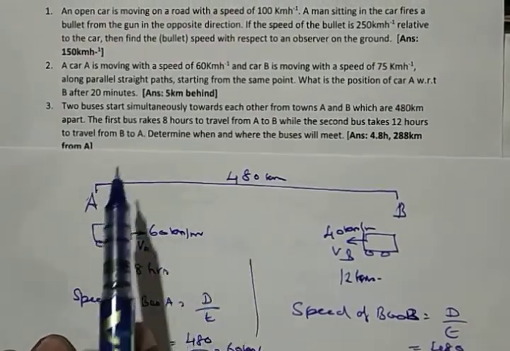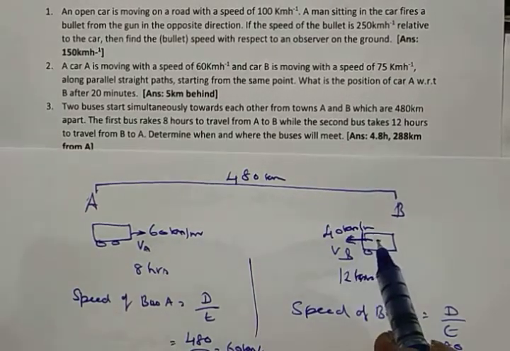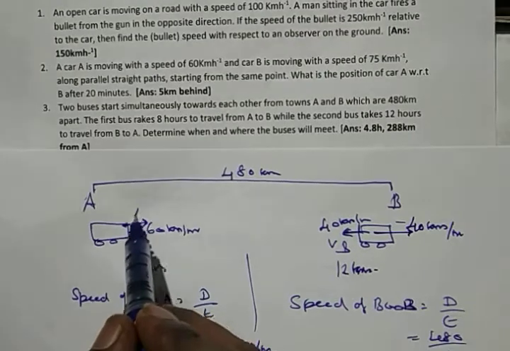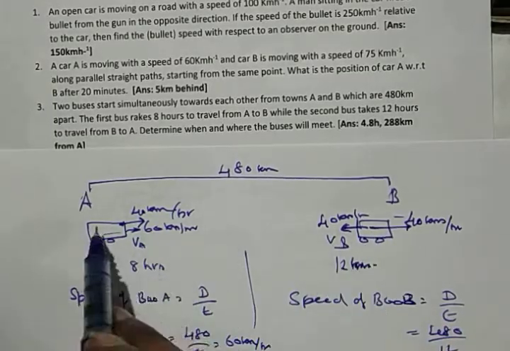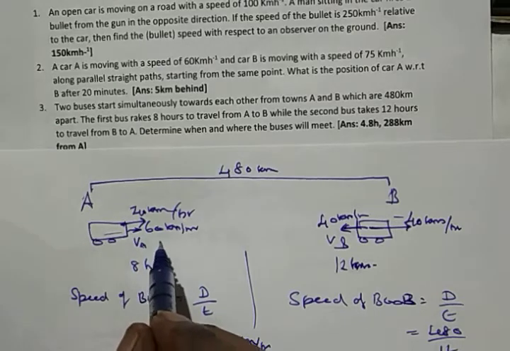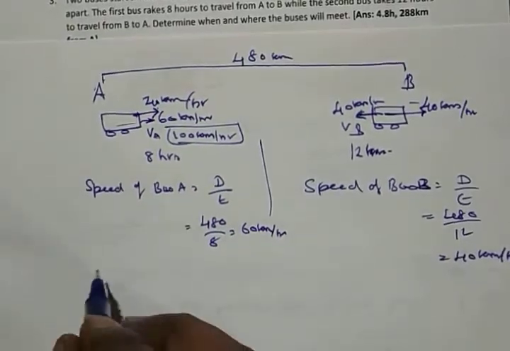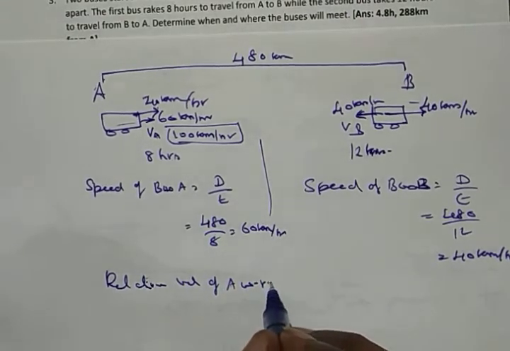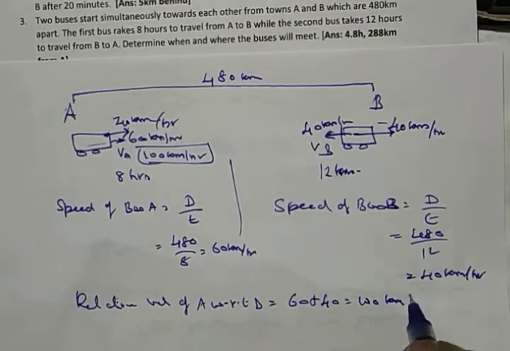Now, determine when and where the buses will meet. When will the buses meet? So what we can do is, if this is 40 kilometers per hour, let us put this bus at rest. Minus 40 kilometers per hour, and here also in this direction, 40 kilometers per hour we need to put. So this becomes at rest. Only this is moving now. When this is moving, how much will the speed be? It is totally 100 kilometers per hour. This is the total speed, the relative speed. Relative velocity of A with respect to B is equal to 60 plus 40, 100 kilometers per hour.